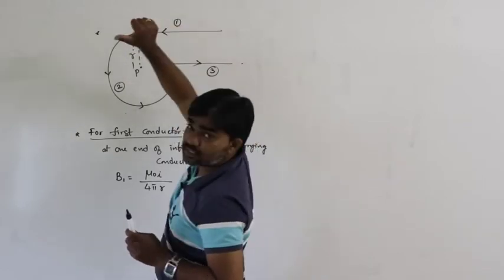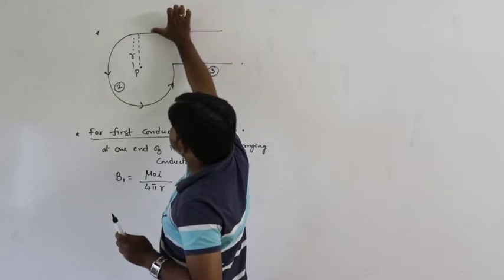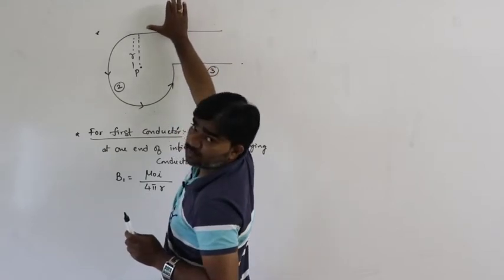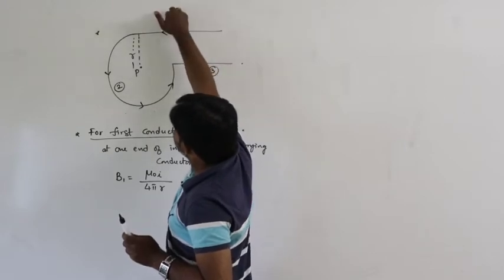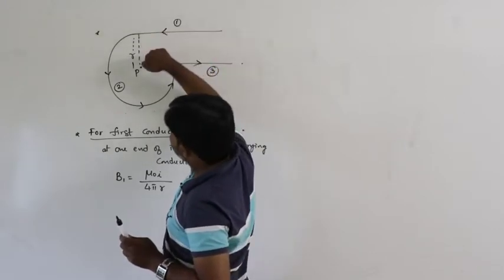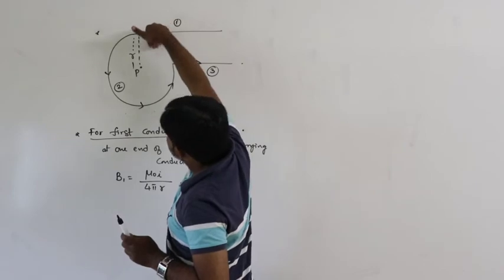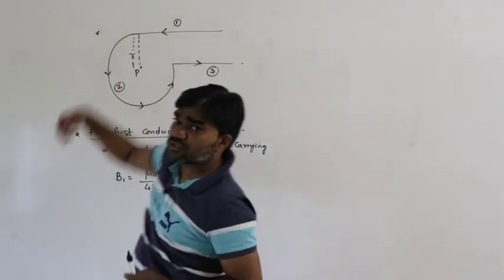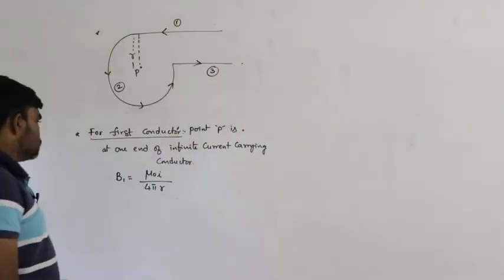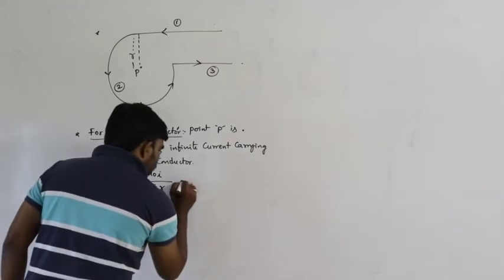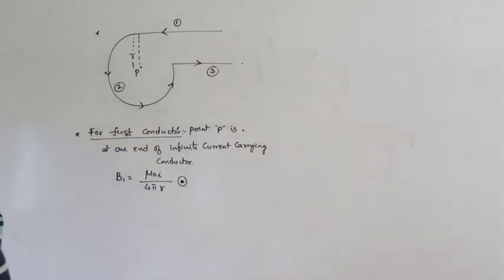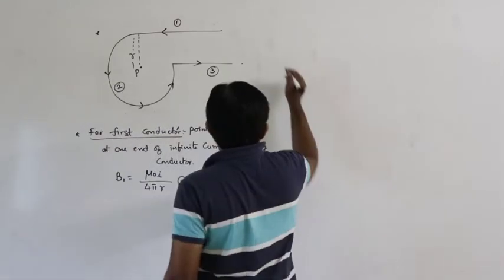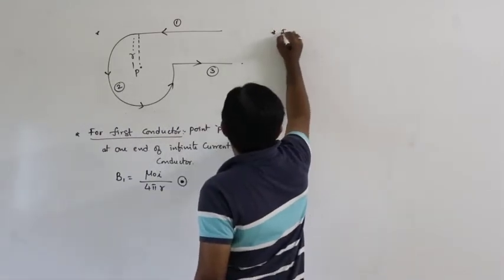See here, this is the thumb. Thumb indicates the direction of the current. Above the conductor, what is the direction of the curling of the fingers? Inwards. But the point P is below this conductor. So below this conductor, what is the direction? Outwards. So that's why B1 is equal to mu naught I by 4 pi R, outwards. That is the magnetic field. Next, for the second conductor.